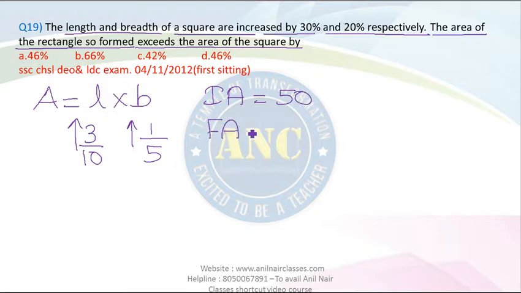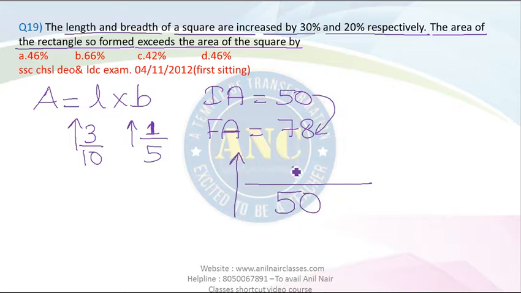Final area is nothing but from 10 there is an increase of 3, it becomes 13. From 5 there is an increase of 1, it becomes 6. 13 into 6 is how much? It is 78. That means initially it was 50. Write down in the denominator. 50 is becoming 78. There is an increase of 28.